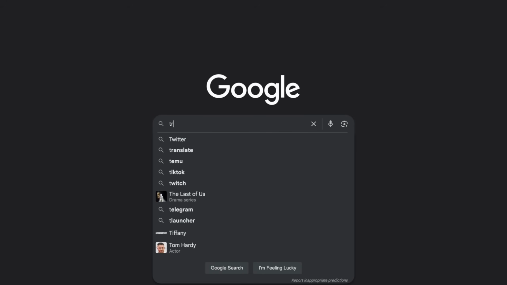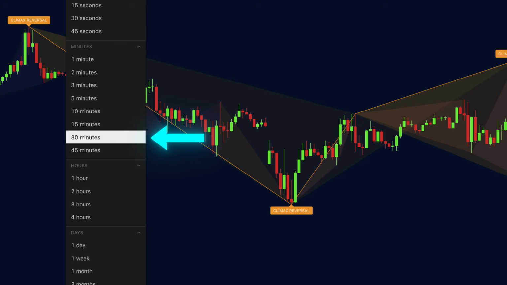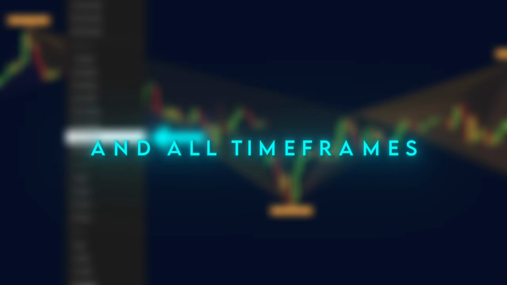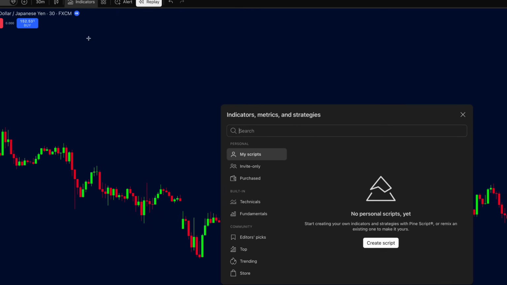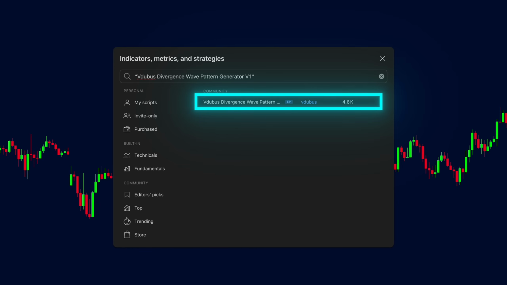To add this indicator to your chart, open TradingView and pull up any market you want. I'm using the 30-minute time frame here, but this works on all markets and all time frames. Click indicators and type in Vidubis Divergence Wave Pattern Generator V1. Then make sure you select the one by Vidubis.